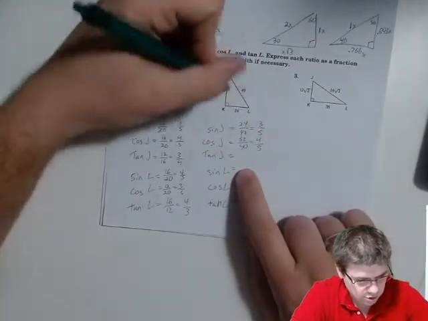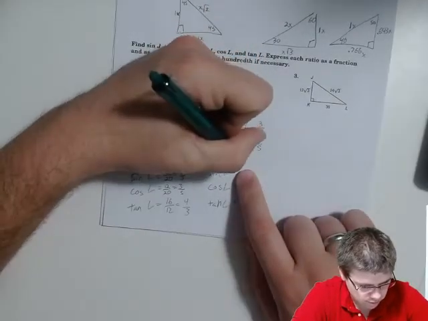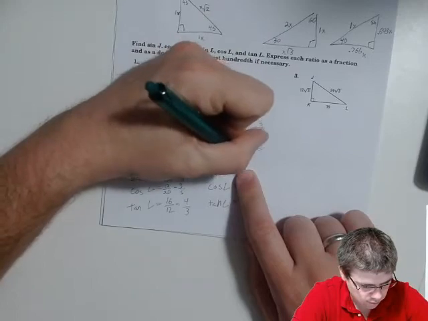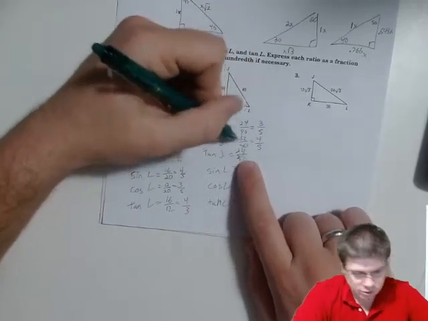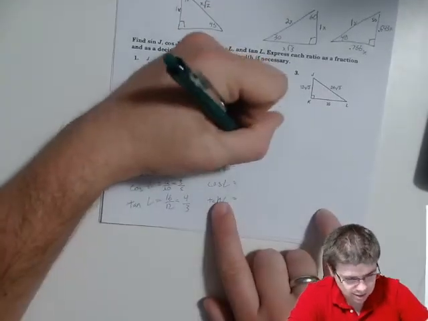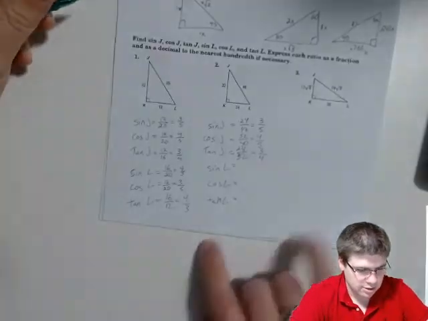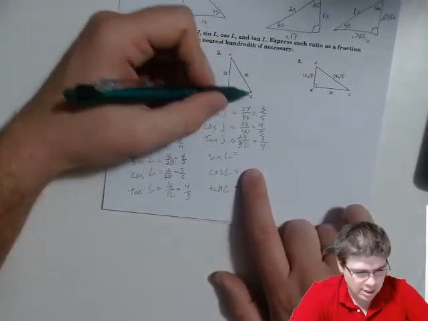Tangent is going to be 24 over 32. And 24 over 32, we can divide both of those by 8 and get 3/4. And move on to L.